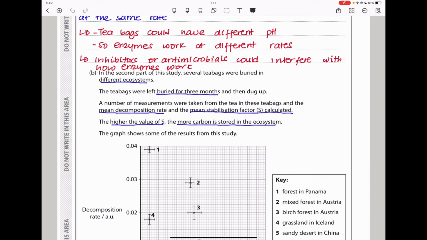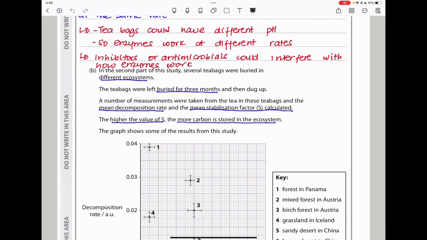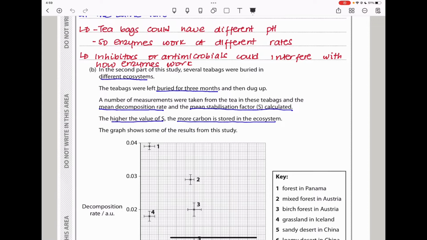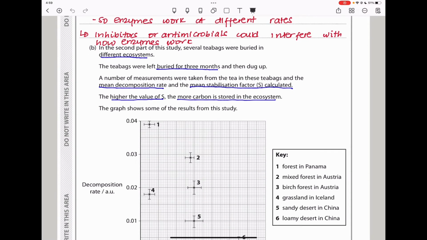Next one, they say, in the second part of the study, several tea bags were buried in different ecosystems. The tea bags were left buried for 3 months and then dug up. A number of measurements were taken from the tea in these tea bags, and the mean decomposition rate and stabilization factor S were calculated. The higher the value of S, the more carbon is stored in the ecosystem. The graph shows some of the results of this study.